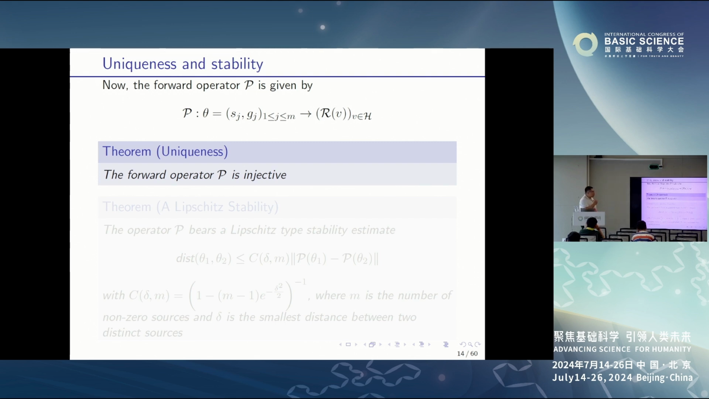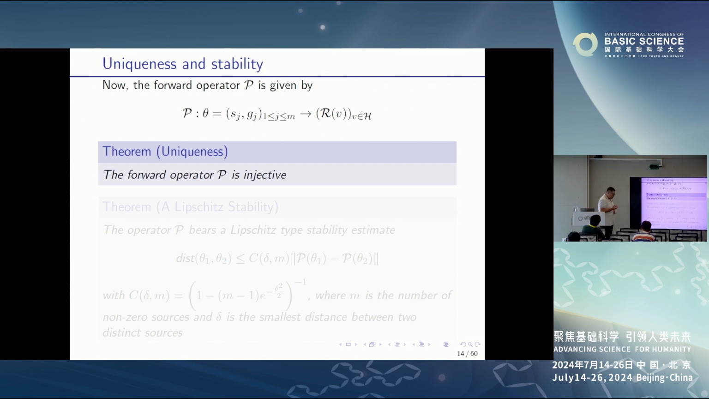So now we have the forward problem, and we have a new forward operator. Before, the forward problem was, for given sources, the location and the intensity functions, the forward map sends them to the measured data. It's a boundary measured data, a function defined over the boundary times the time domain 0 to T. That's a boundary measurement.